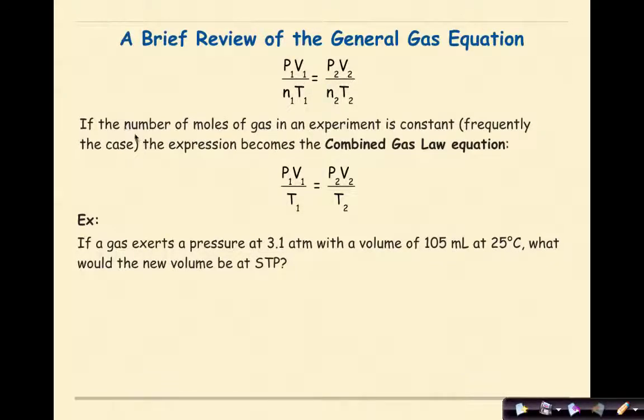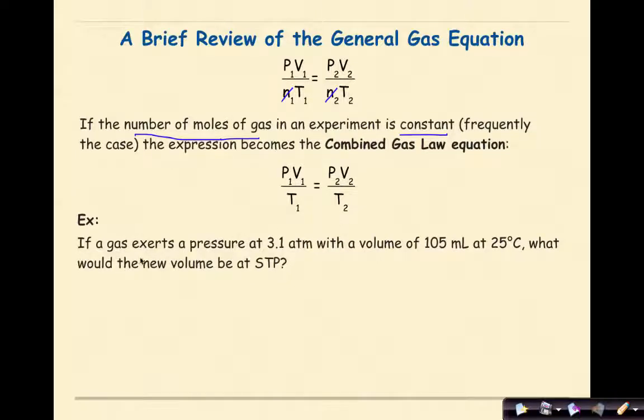If the number of moles of a gas in an experiment is constant, which is frequently the case, the expression becomes the combined gas law equation. So we notice that we're going to take out the number of moles here, because they're equal to each other. So now we're left with P1V1 over T1 is equal to P2V2 over T2.